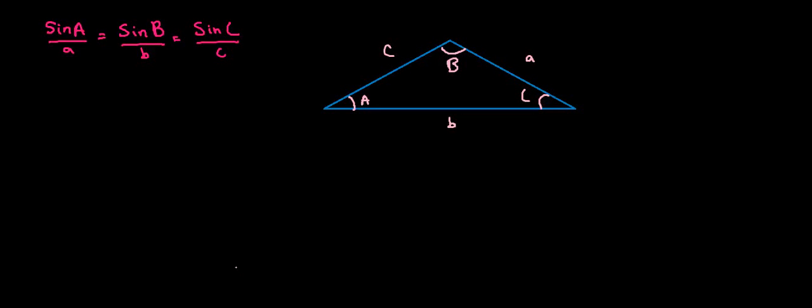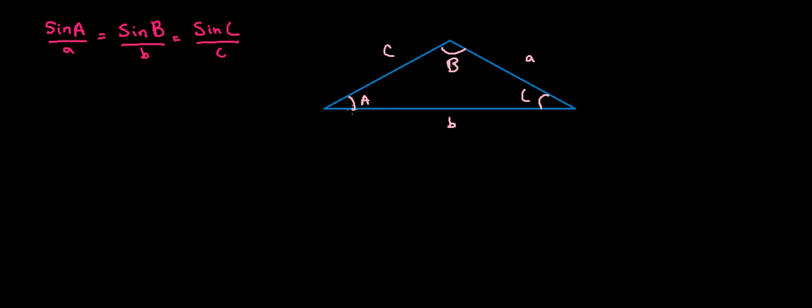The law of sines is one of the methods used for solving non-right triangles. Sine of angle A over side A is equal to sine of angle B over side B, which is equal to sine of angle C over side C. Now sides A, B, and C correspond to the different angles.